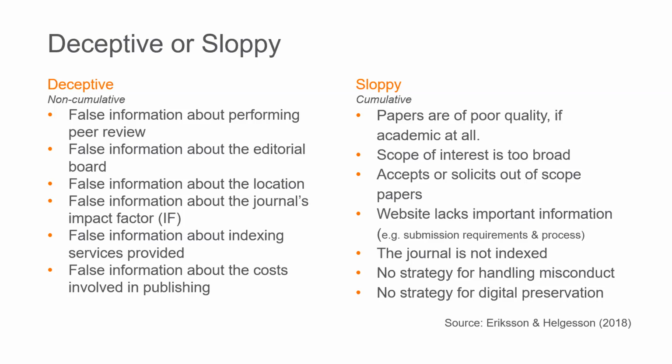So sloppiness can manifest in some papers being of poor quality. They might not even seem academic. The scope would be too broad. They would sometimes publish articles that are not completely in scope, so slightly out of scope. The website is not very informative, or it lacks important information. The journal is not indexed. For instance, in Scopus, the journal has to exist for more than 2 years, and it has to comply with all the selection criteria to be indexed. So not being indexed does not mean it's predatory. It could just mean that the journal is not there yet.